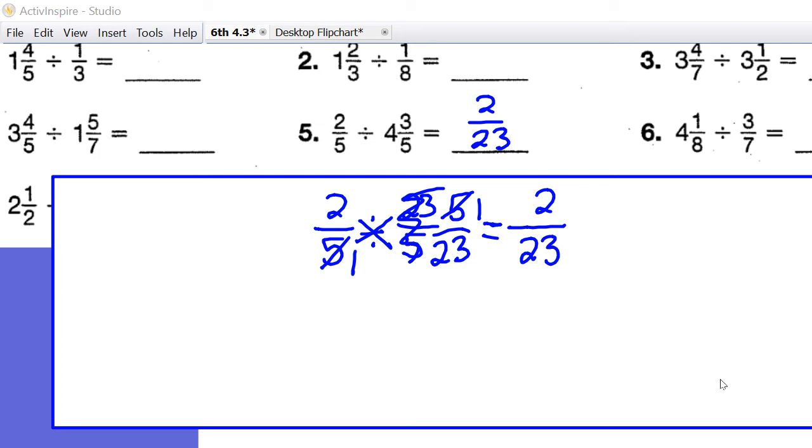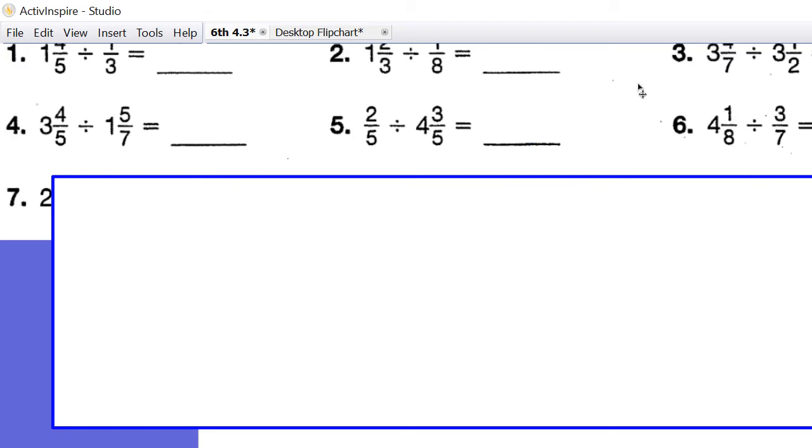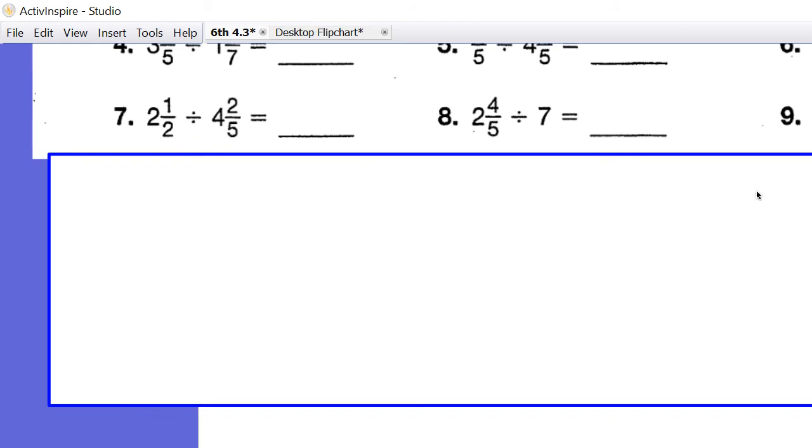Alright, since we're just focusing on the odds, I'll go ahead and move this to show number 7 next. There's my whiteboard, there's number 7. It's 2 1/2 divided by 4 2/5. First step is to rename the mixed numbers as improper fractions.